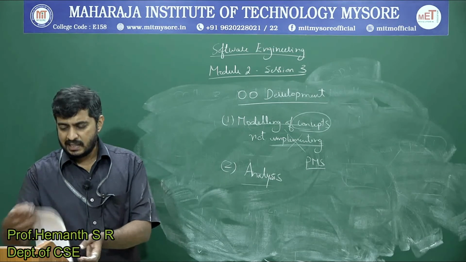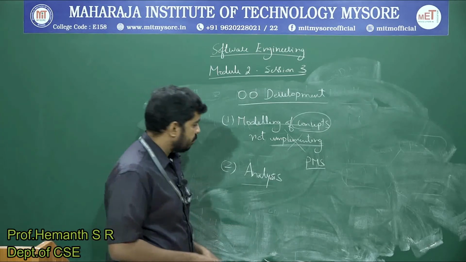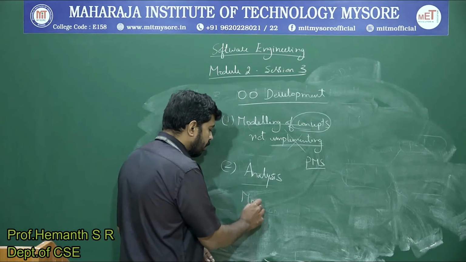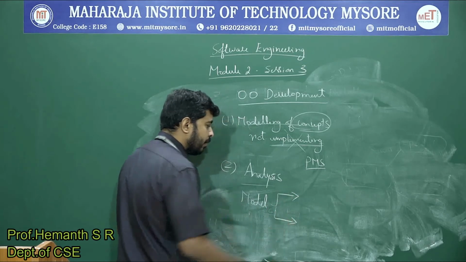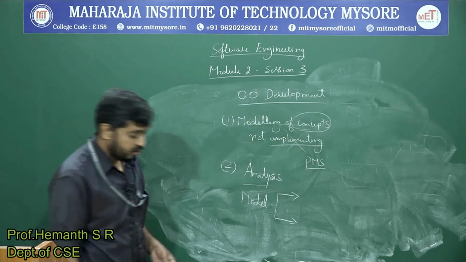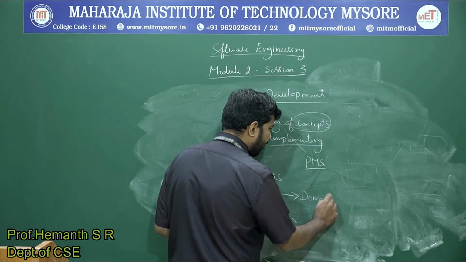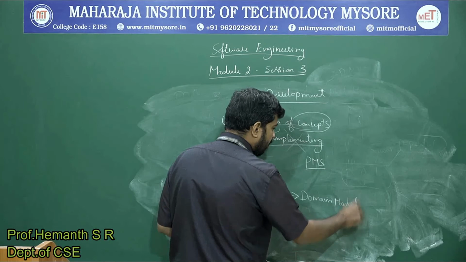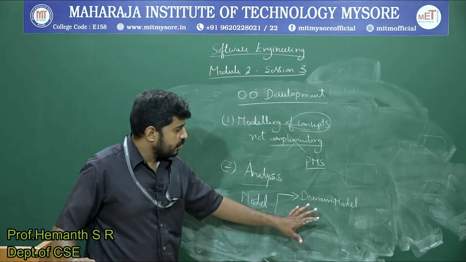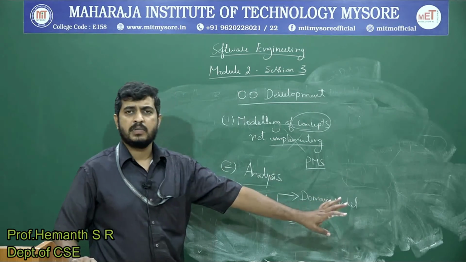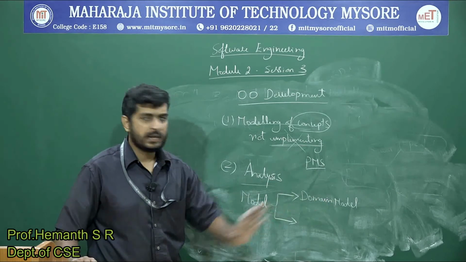Okay, so in analysis, the basic modeling will start here. Modeling will be developed, and basically two types of modeling will be developed during analysis. The first one is what we call as a domain model. Okay, so what is a domain model? So domain model is a description of entities or objects that are there in that system that needs to be developed.